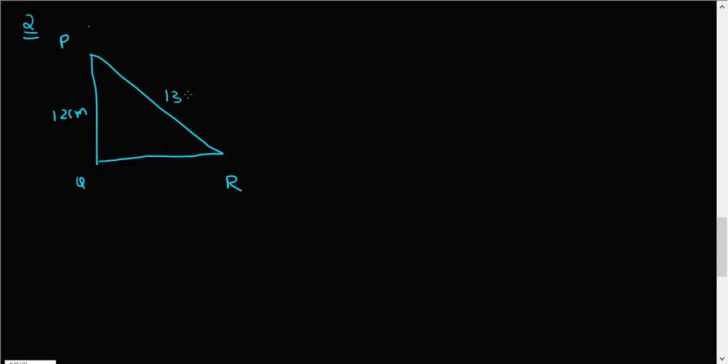So the second one: in the given figure, find tan P minus cot R. So what is the given figure? The given figure is triangle PQR. So I have triangle PQR. I have PQ as 12 centimeter. We have PR as 13 centimeter. So QR we are required to find, but first let's write down what we are supposed to find. We are required to find tan P minus cot R. Okay, so I need to find QR.